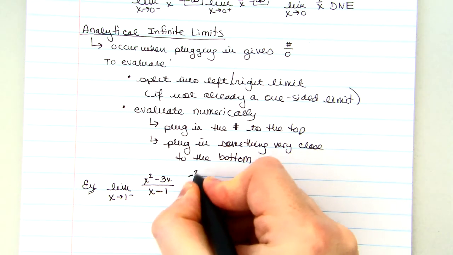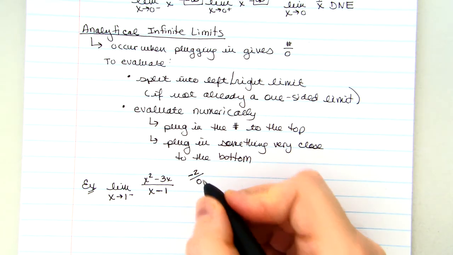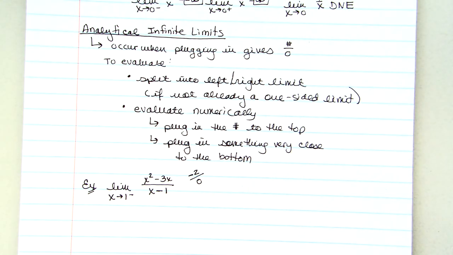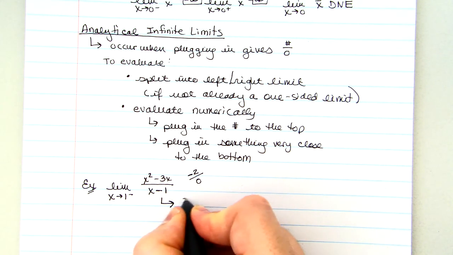-2. What do you got on the bottom? 0, which means it's in the form to be one of our infinite limits. If it was 0 over 0, you'd go to your simplifying tricks. Not the case here. And this is a really big deal, because what I'm about to show you, you can only use in this case. If you try using this method when it's 0 over 0, it's not going to get you anything reasonable.